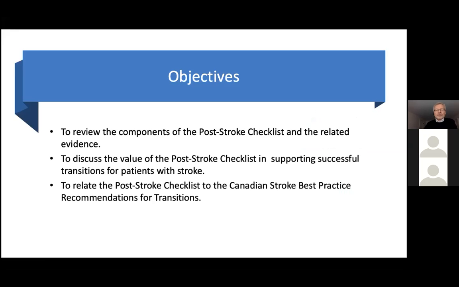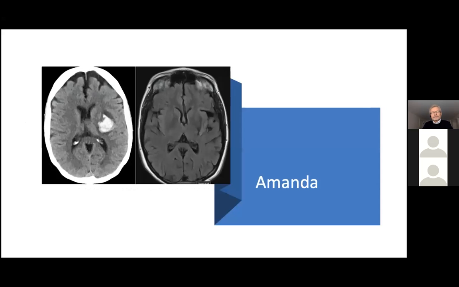The objectives today are to spend most of the time actually reviewing the components of the post-stroke checklist and related evidence. It's one of those things that seems like it's mundane, but when I hand it to my fellows and residents in the stroke prevention clinic or working with me on stroke, it's found to be this unbelievable list of things that we really should be going over with every patient. I'm going to discuss in particular the evidence behind the post-stroke checklist, and then also look at its utility based on the Canadian Best Practice Stroke Guidelines and recommendations.